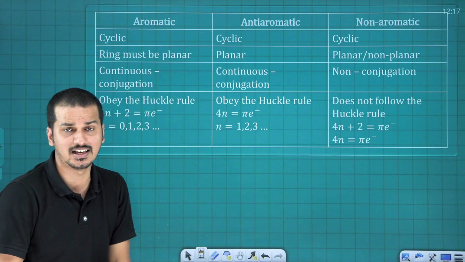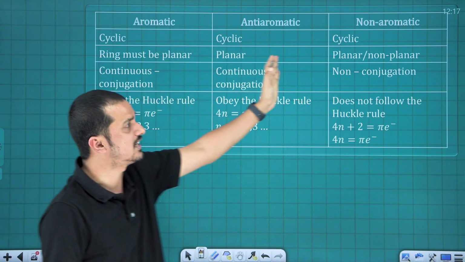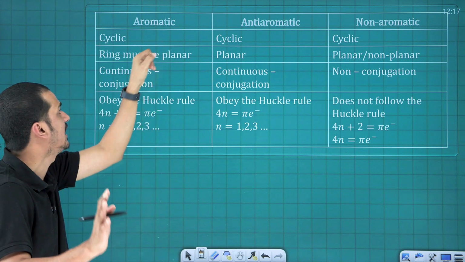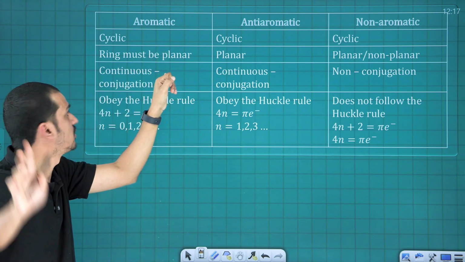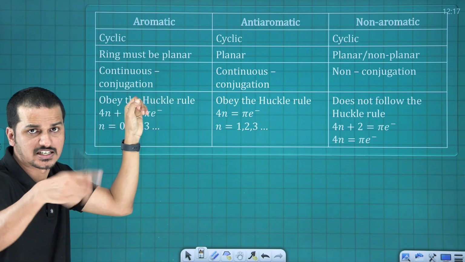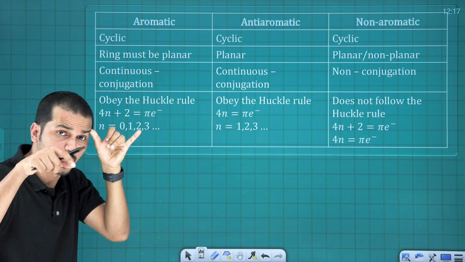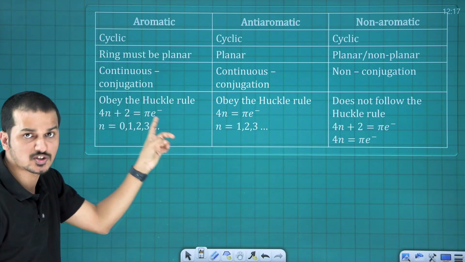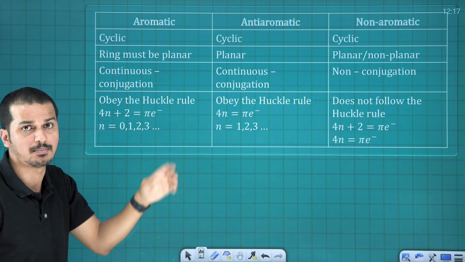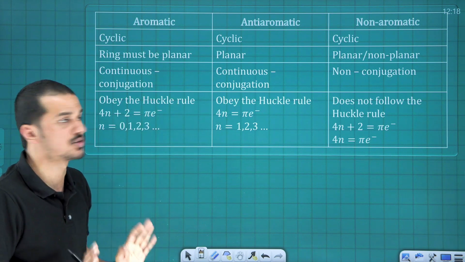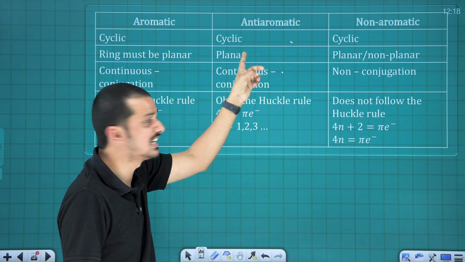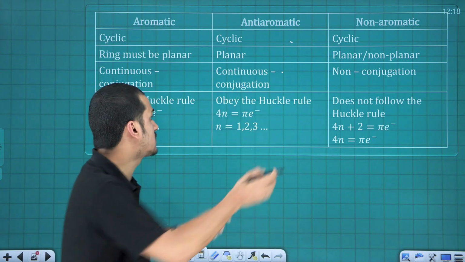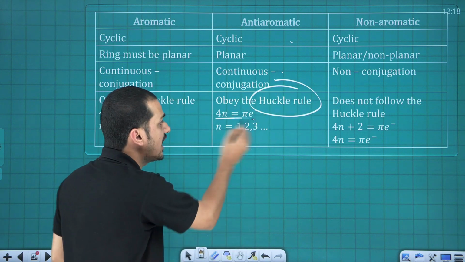Then finally you have to remember what is aromatic, what is anti-aromatic, and what is non-aromatic. Related questions will be there. Aromatic means it should be cyclic and the ring must be planar, meaning all atoms should be sp2 hybridized with continuous conjugation, alternating double and single bonds, so there is a possibility of electron delocalization, and it obeys Huckel's rule. That means 4n plus 2 pi electrons, where n is 0, 1, 2, 3. Anti-aromatic means cyclic, planar, with continuous conjugation; the only difference is that they obey Huckel's rule for anti-aromaticity, that is 4n pi electrons.